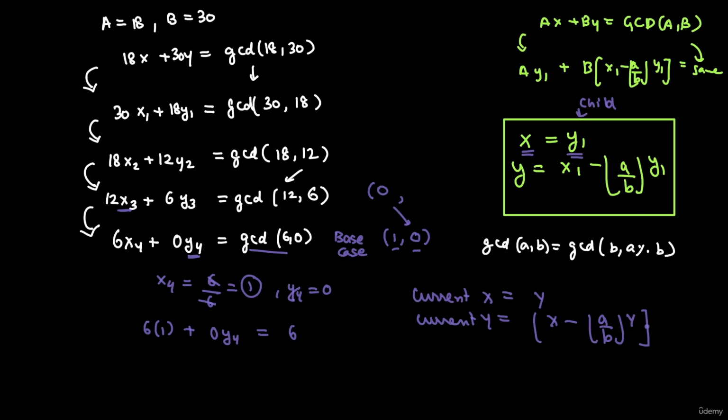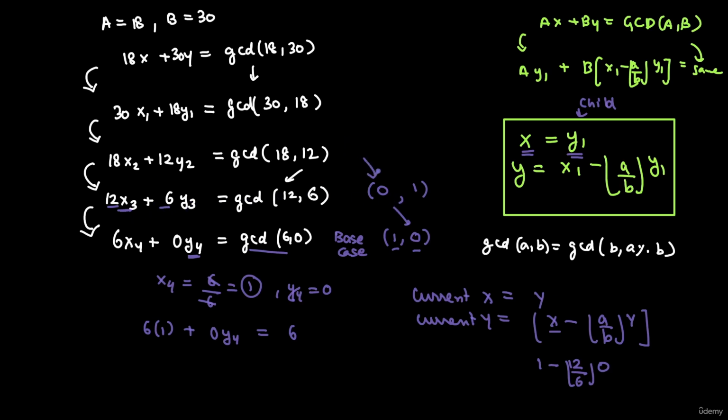And the other value is what? X minus, so x is what? X is 1, so effectively it is 1 minus a by b. So a is 12, b is 6, so 12 by 6 into y. So what is y? So y is 0 here, so it is nothing but 0. It becomes 1 minus 0, that is 1. So if you put 12 times 0 plus 6 times 1, it becomes GCD of 12 and 6, that is equal to 6. That means this equation is also satisfied. So the values of x3 and y3 are nothing but 0 and 1.